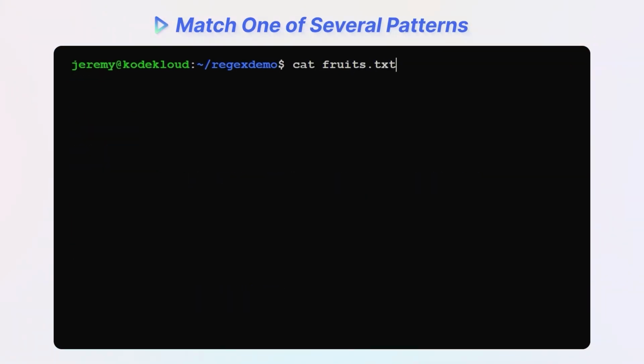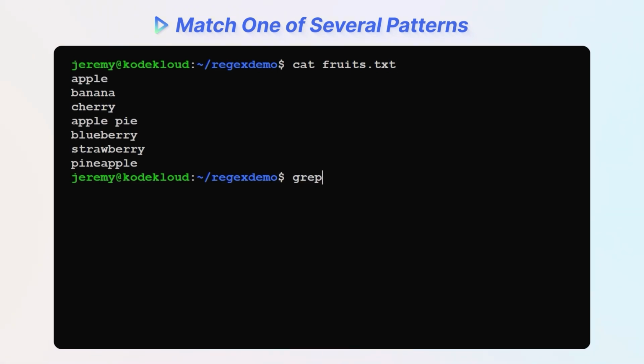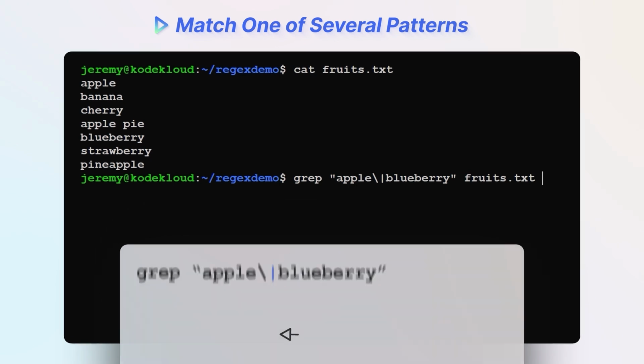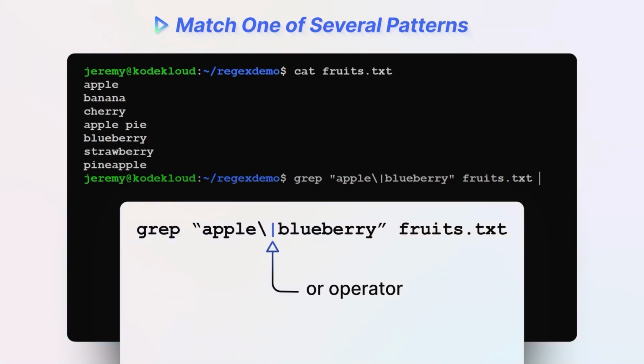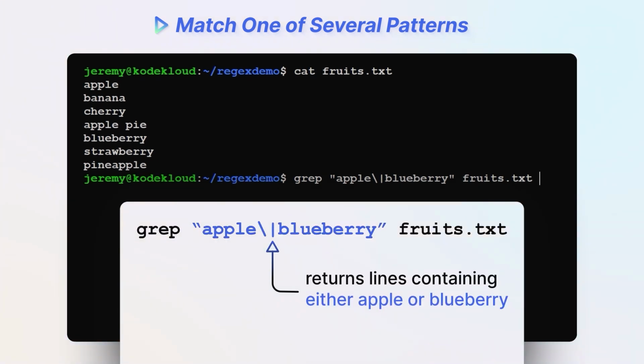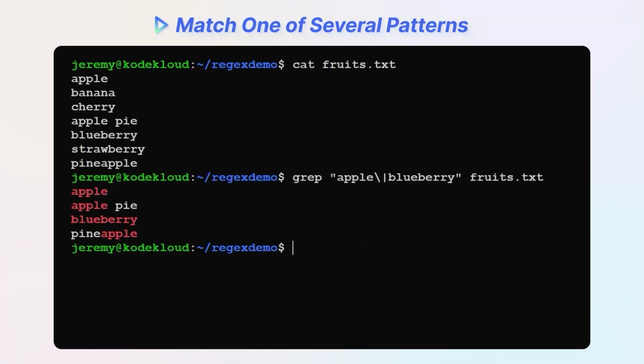Here's how we can match one of several patterns. We'll type in grep apple \| blueberry fruits.txt. Now the vertical bar acts as an OR operator. This command will return lines that contain either apple or blueberry. And we put in the backslash there as an escape character. And here we can see apple, apple pie, and blueberry.